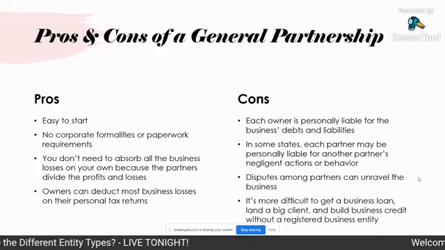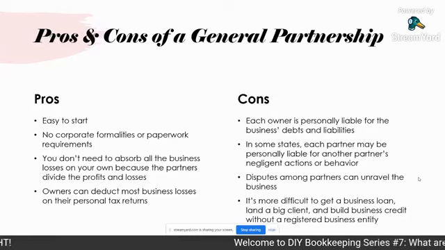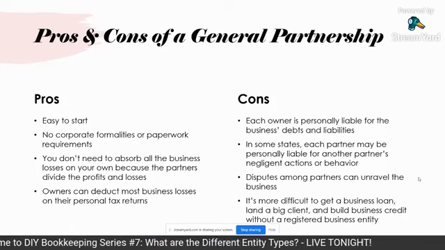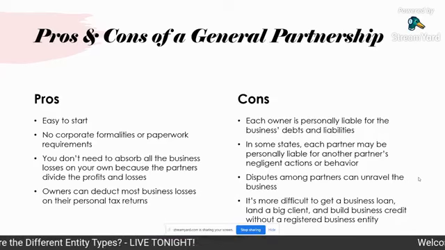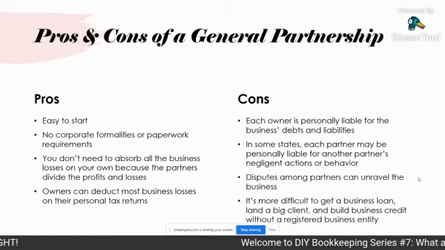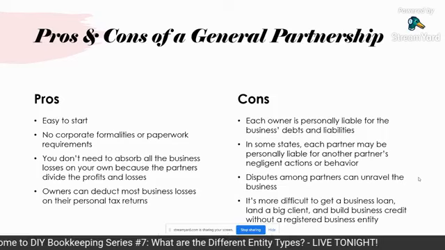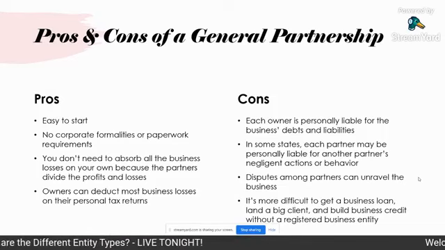Another pro is owners can deduct most business losses on their personal tax returns, just like the sole proprietorship. Cons are each owner is personally liable for the business's debts and liabilities. So again, it gets split. In some states, each partner may be personally liable for another partner's negligent actions or behavior. That is a big one.